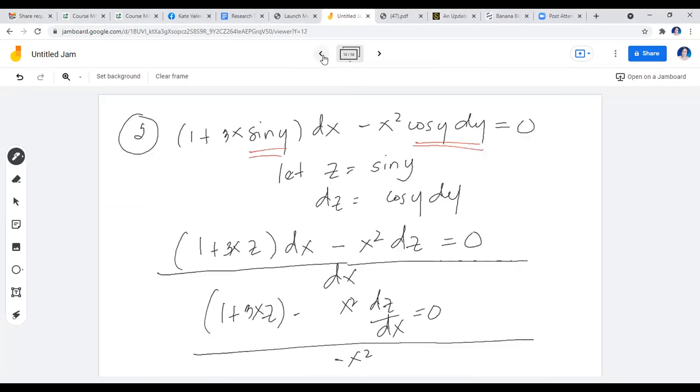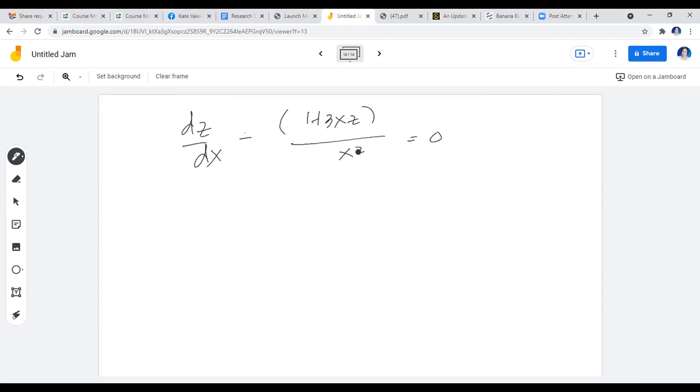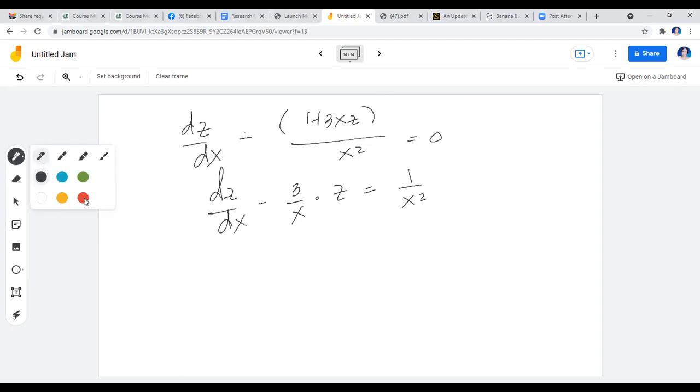I can check right away if I have a linear or Bernoulli equation. So (1 + 3xz)/x², and it's negative. It's a requirement for linear or Bernoulli that the next term after the derivative should be the product of your unknown function, in this case z, and an expression in terms of the independent variable. My unknown function is only present on the second term. If I distribute x² as a divisor for these two, I will have 3/x times z, because the x here and the x here will cancel each other. This one will be negative 1/x², and I will transfer it to the right side, which makes it positive. Now, the way it looks now, it's linear.